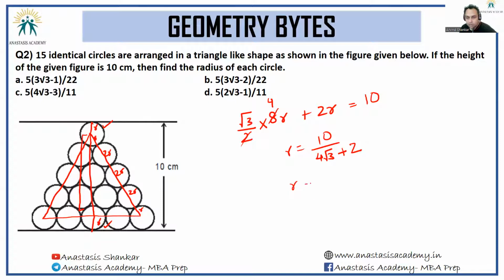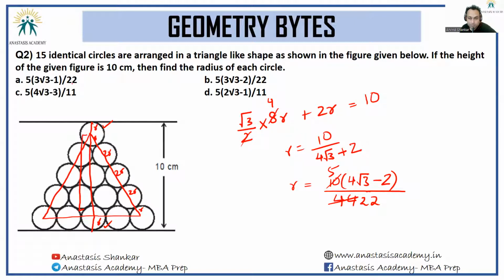So R would be equal to 10 into 4 root 3 minus 2, whole over 4 root 3 whole square minus 4. 4 root 3 whole square is how much? 16 into 3, 48, 48 minus 4. So 44 into bracket 4 root 3 minus 2. I can cancel out the 2's. This will become 5. This will become 22.